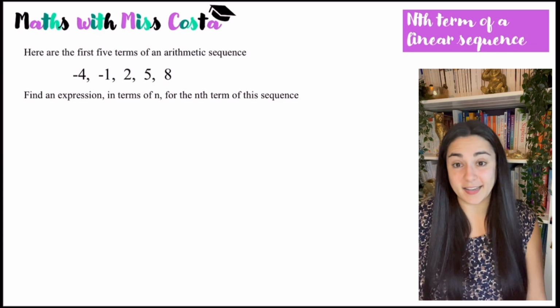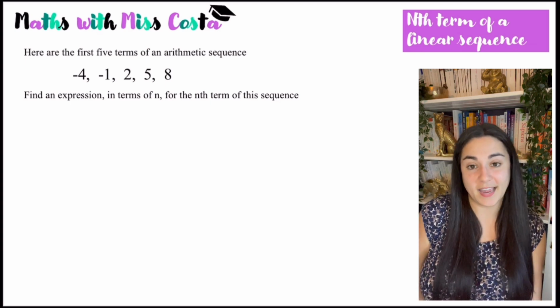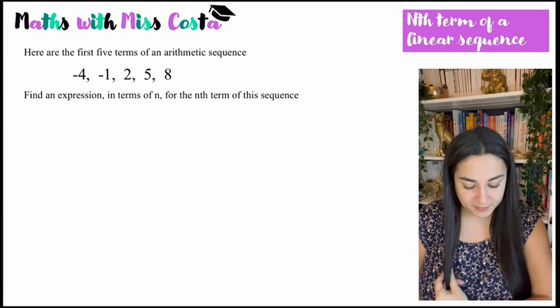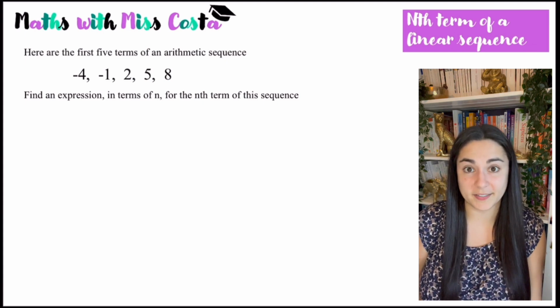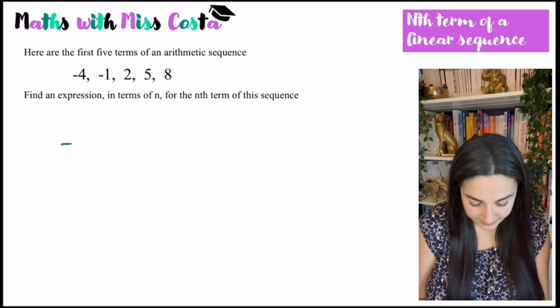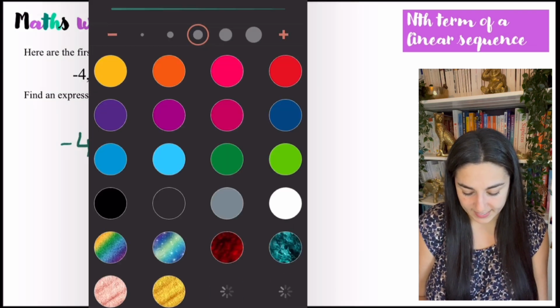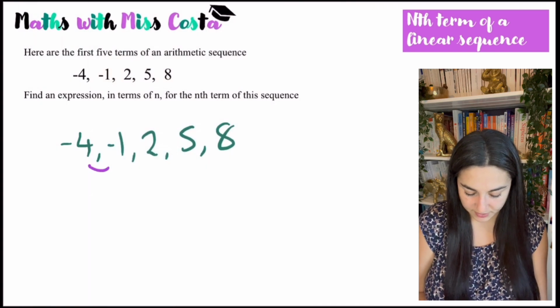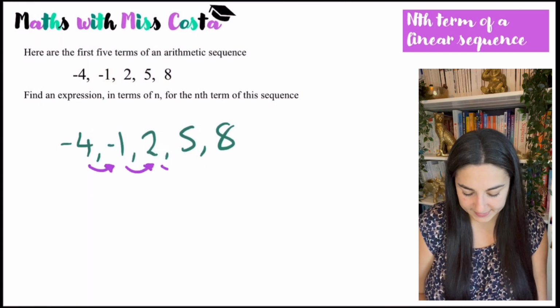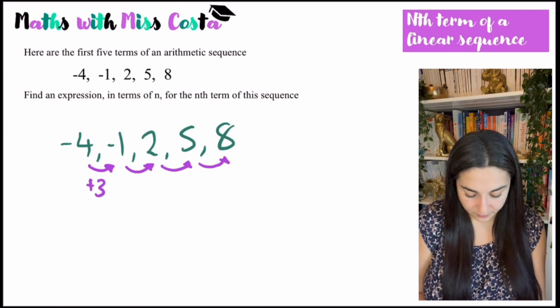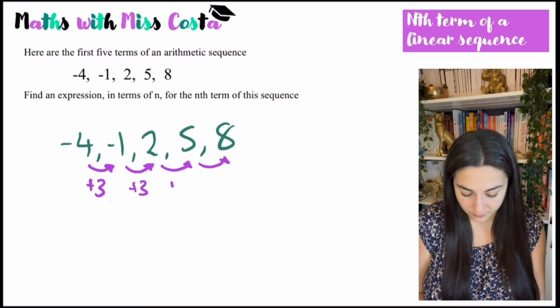So I've got a linear sequence and I'm being asked to work out the nth term. So that's the rule for the sequence. So I need to find an expression in terms of n for the nth term of this sequence. So I've got -4, -1, 2, 5, 8. The first thing I always do is try to work out what the difference is. It's a linear sequence, so it's an arithmetic sequence, so common difference. To get from -4 to -1, you add 3. To get from -1 to 2, you add 3. 2 to 5, you add 3. 5 to 8, you add 3.